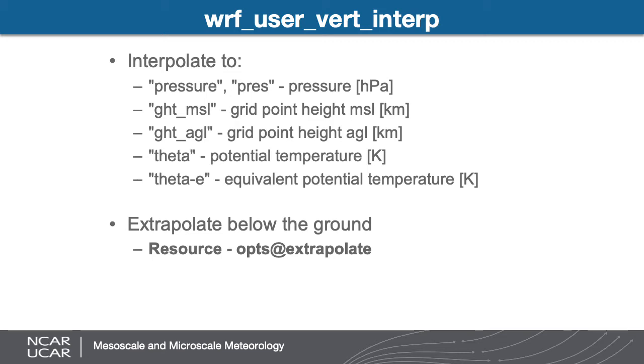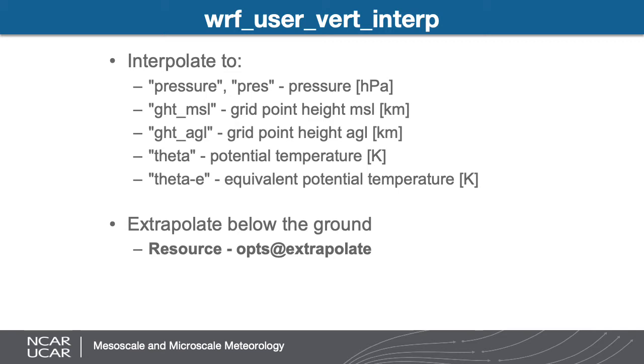All right, next we're going to talk about how to specifically use WRF user vert interp, which is the newer vertical interpolation function for your WRF data. With this function, we can interpolate to pressure, grid point height at mean sea level, grid point height above ground level, potential temperature, and equivalent potential temperature. So one important resource that you might want to set if you want to extrapolate below the ground is ops at extrapolate, and you would set that equal to true.